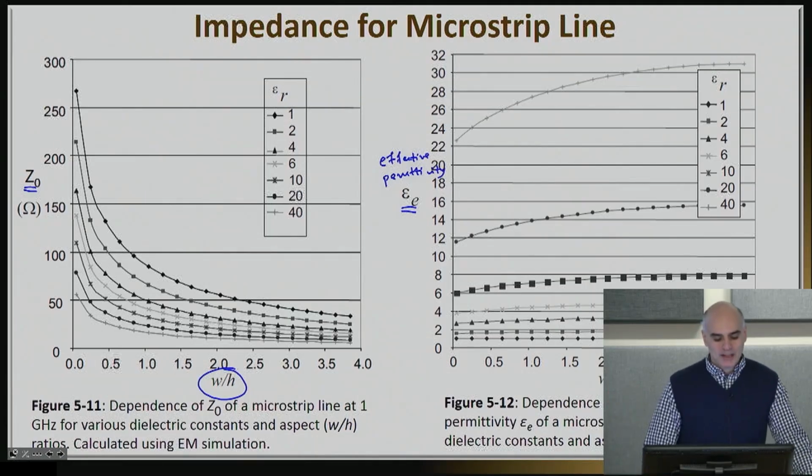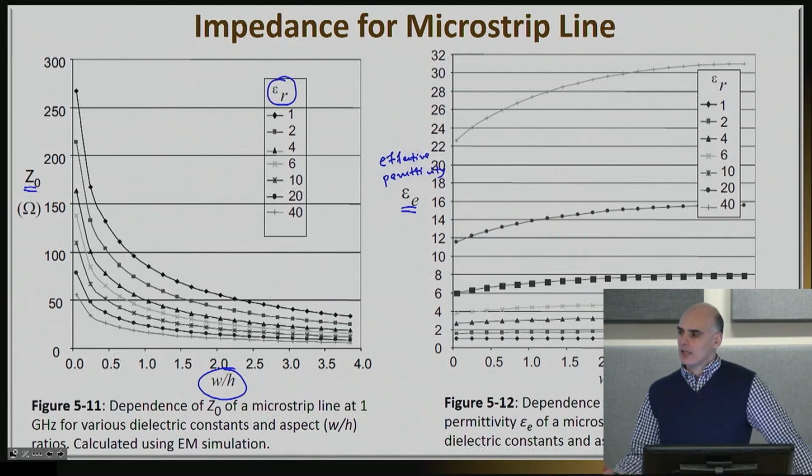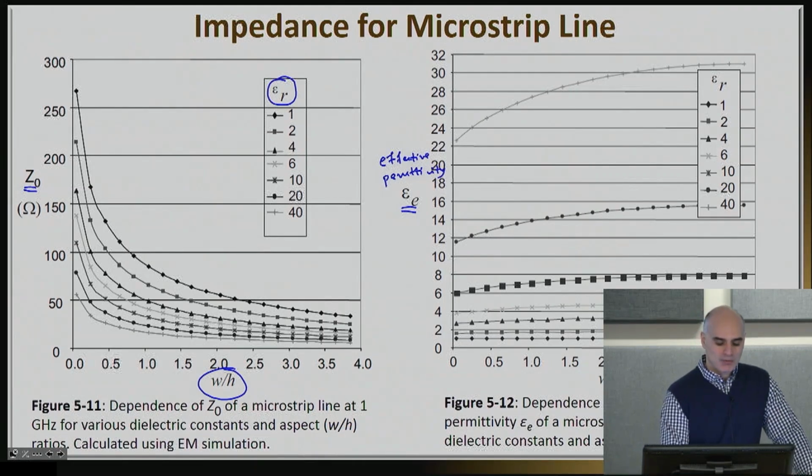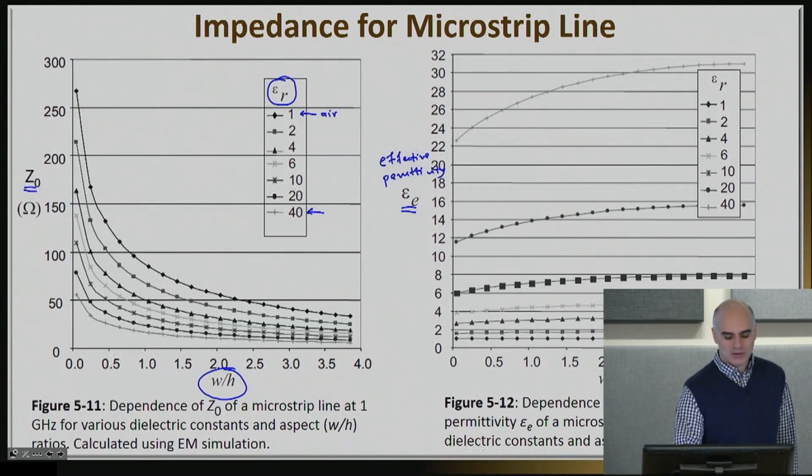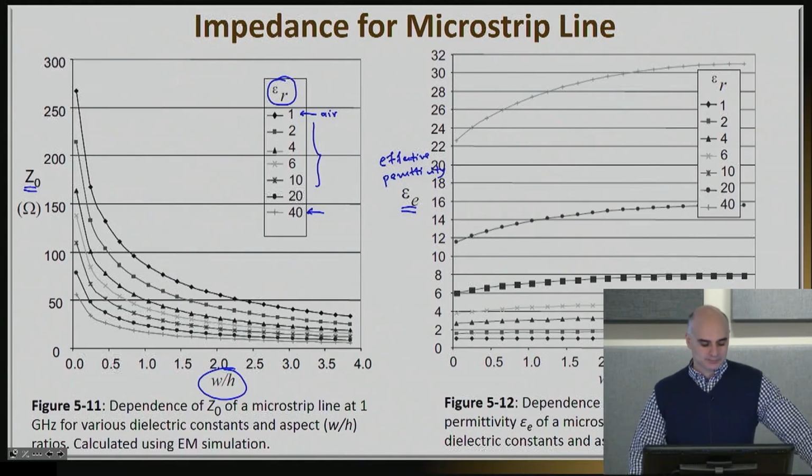So also there are multiple graphs for different dielectric constants, and these are dielectric constants that you can get in real life. Obviously, 1 is going to be approximately air, and it goes down to 40, which is a very high K dielectric. Most practical cases, though, would be between 2 and 10. This is by far the most practical case.